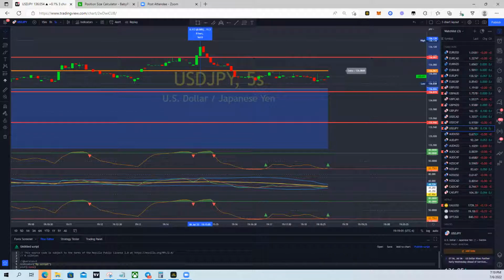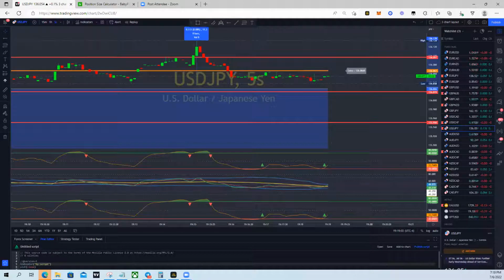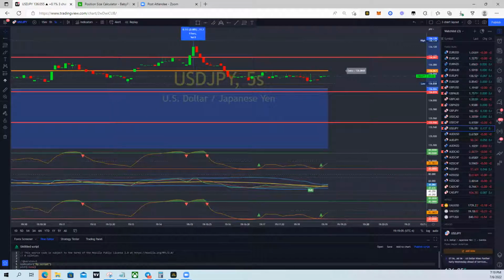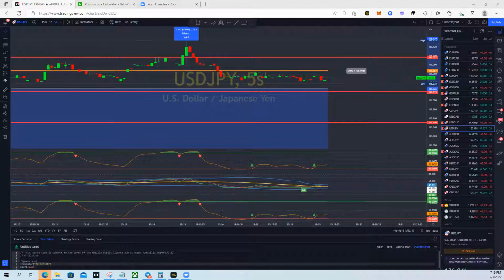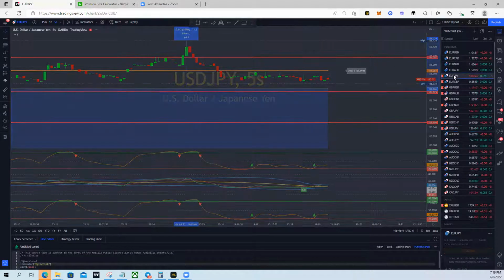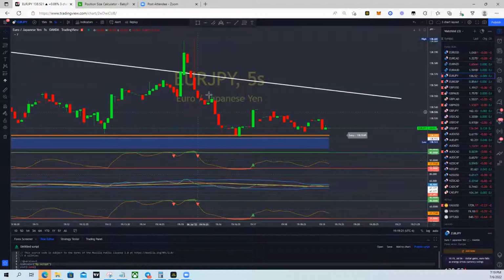See what it does. And all the JPY pairs are pulling back into the zone. NZD JPY is back in the zone. Euro JPY is at the top of the zone. It's another one we need to pay attention to, is EJ. EJ might be a better trade opportunity.